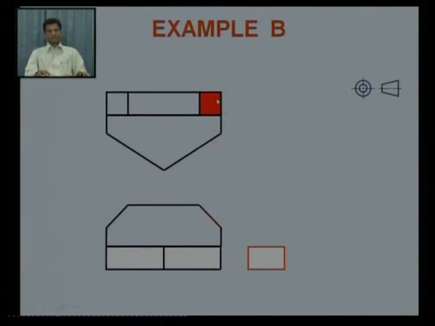Think about this square shown by red color. And this red colored square coincides with this inclined line. And this square coincides with this inclined line. So draw that square, this square over here, right? Taking projection from here to here and from this front view to this side. So this rectangle is drawn.